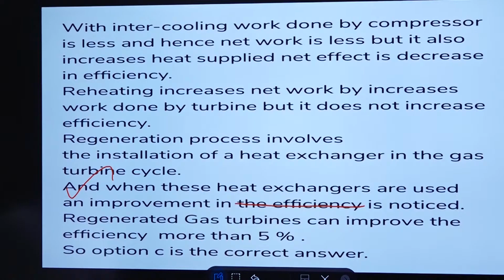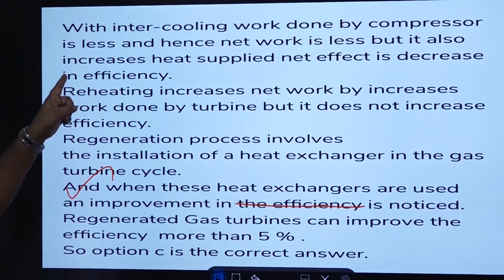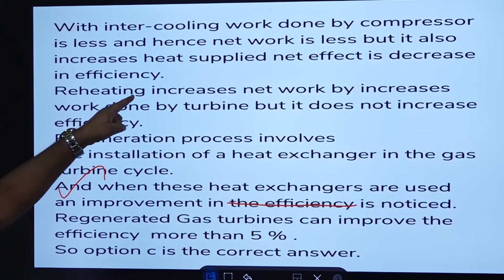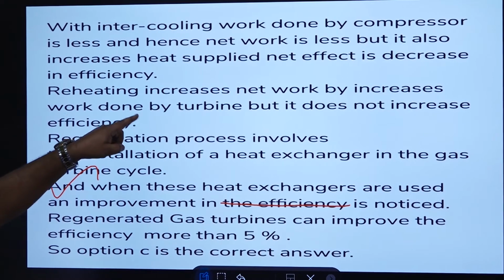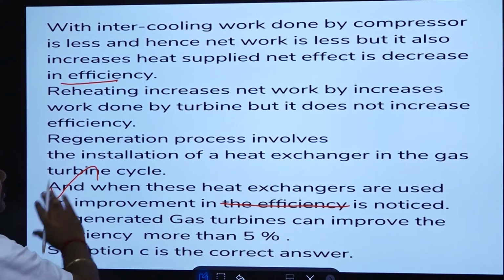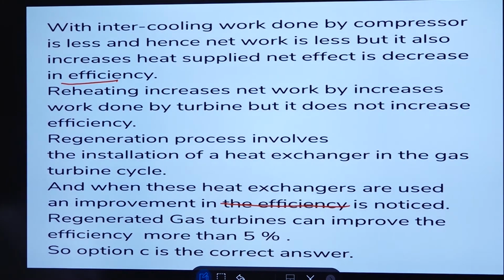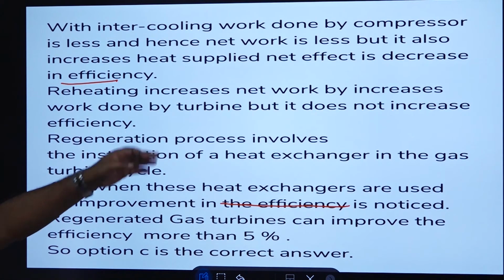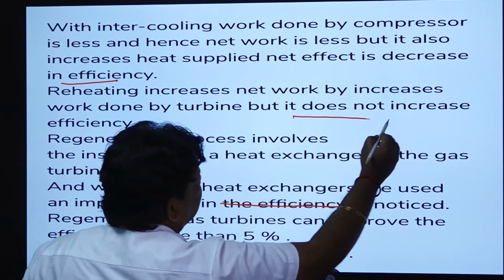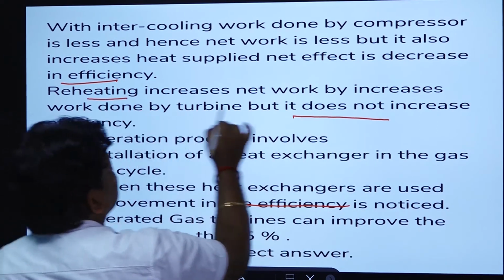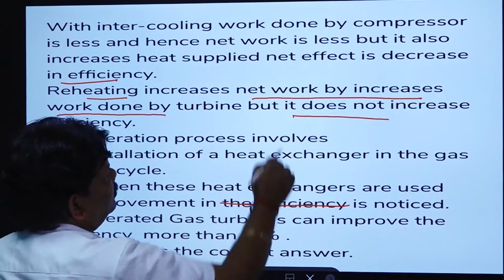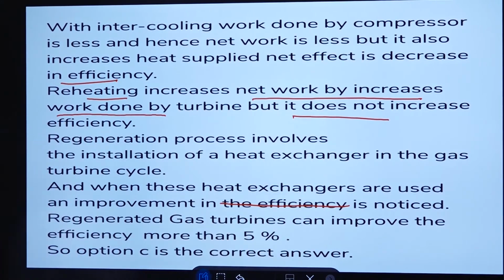So you can see here, with intercooling, the work done by the compressor is less, and the net work is less, but it also increases the heat supplied. So the net effect will decrease the efficiency. So as I told you, with intercooling, efficiency will not increase further. Then reheating increases the net work by increasing the work done by the turbine, but it does not increase the efficiency.